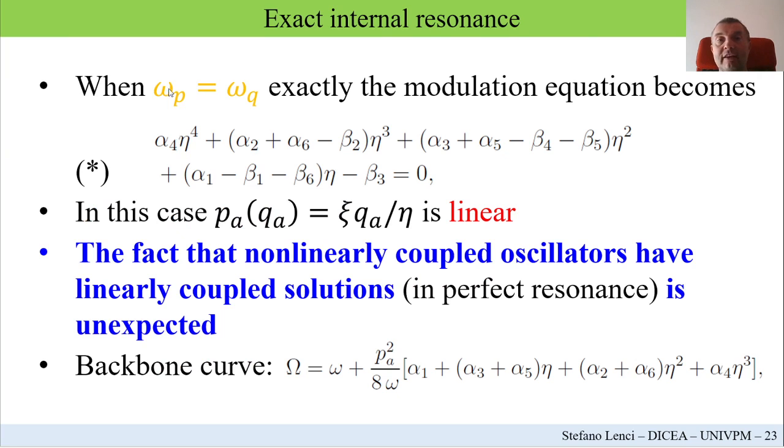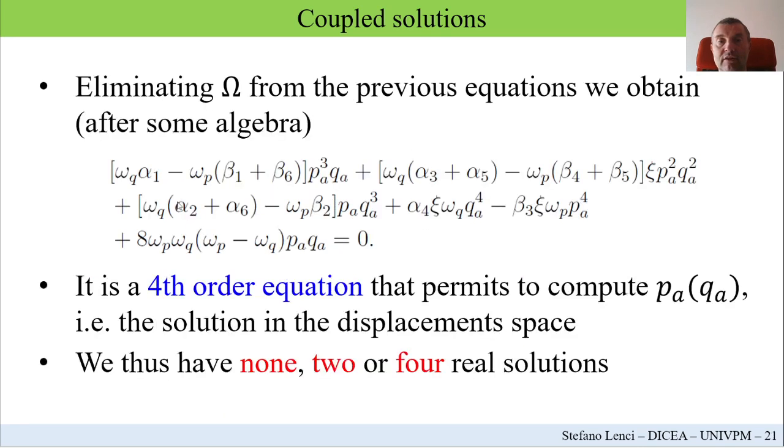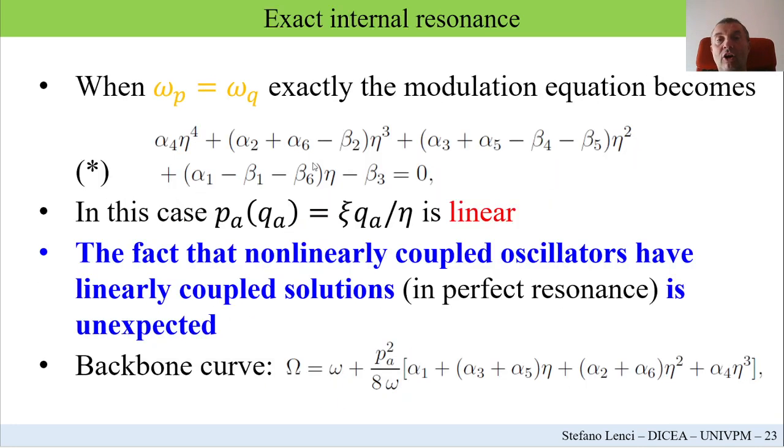Now let us focus for a while on the perfect resonance, when omega P is exactly equal to omega Q. In this case the previous equation simplifies to that one, and only the parameter eta appears as an unknown, so that you can solve it in principle, computing eta. And this means that P as a function of Q is just given by this expression, and it is a linear function of Q. And please agree with me that the fact that nonlinear coupled oscillations have a linear coupled solution in perfect resonance is a little bit unexpected, at least for me.